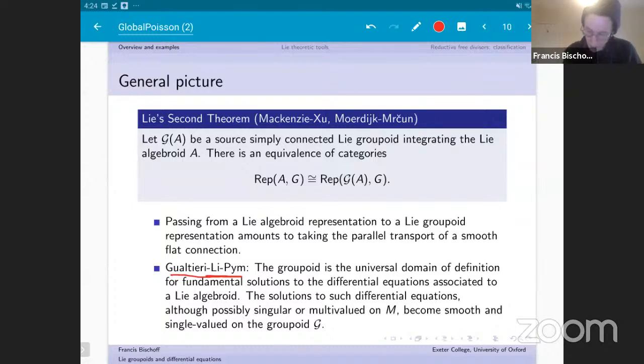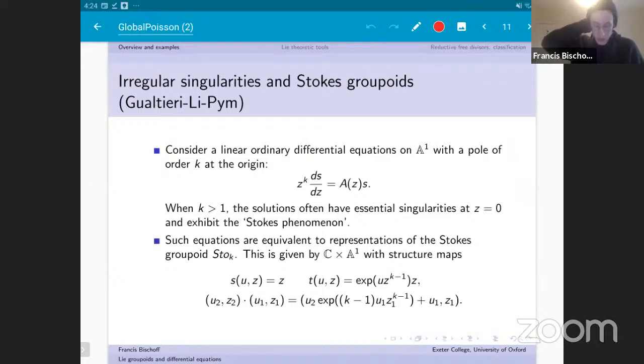Okay, so now I want to give a couple more examples just to show what different things are possible. The first example is a generalization of the first example I presented. This is taken from the paper on Stokes groupoids by Gualtieri, Li, and Pym. Here we consider a linear ordinary differential equation on the affine line, which has a pole at the origin, but here it can have a pole of order k. When k is equal to 1, that's the first example I presented.